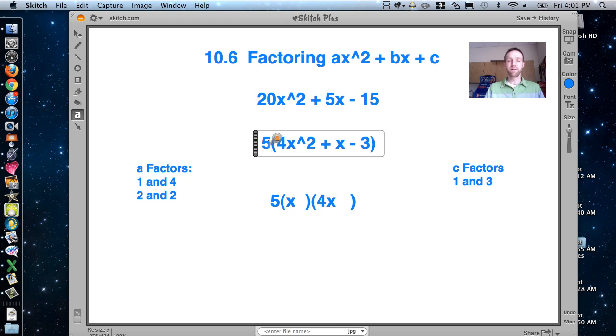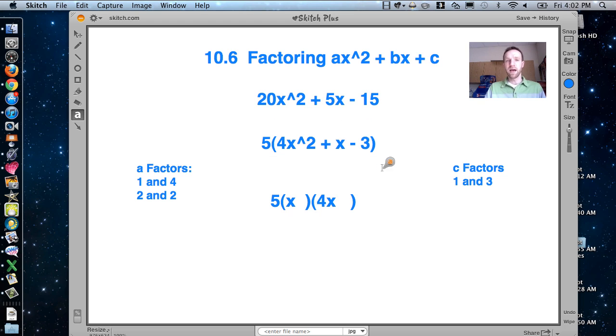I'm going to write a 5 and then a parenthesis, and then inside this parenthesis I'm going to rewrite this new form of the quadratic expression. So 20x squared divided by 5 is 4x squared. 5x divided by 5 is 1x. And negative 15 divided by 5 is negative 3. So I've taken a factor of 5 out of each of these three terms, put it outside the parentheses, and now I have a new quadratic expression inside of it.